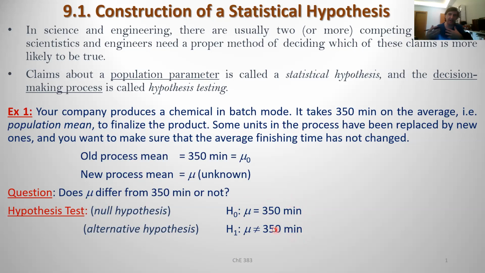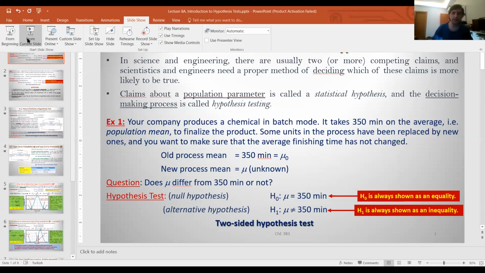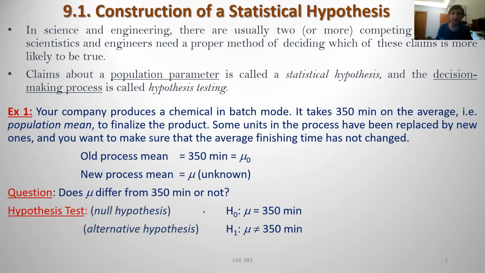You may think of it as a controversy about that topic. The first person says mu is equal to 350 minutes. Then there is another person who suggests the alternative, the so-called alternative hypothesis, alternative to the null hypothesis, and he or she says that mu is not equal to 350 minutes. Note that these two span the whole possible region for the mu value. So mu is actually a value between minus infinity and plus infinity.